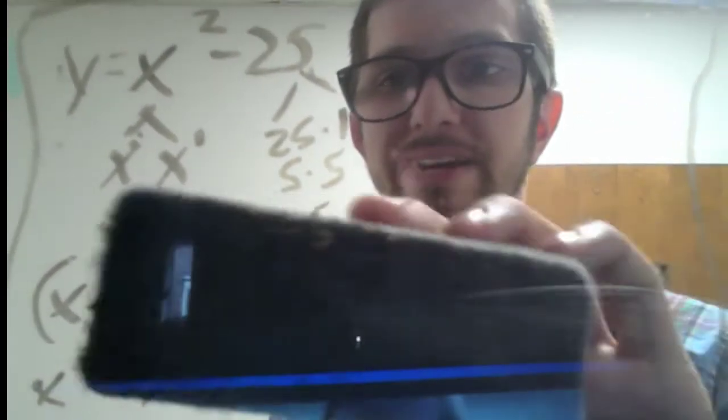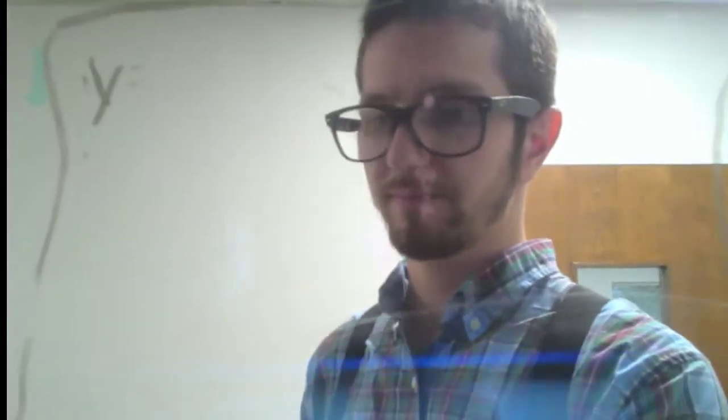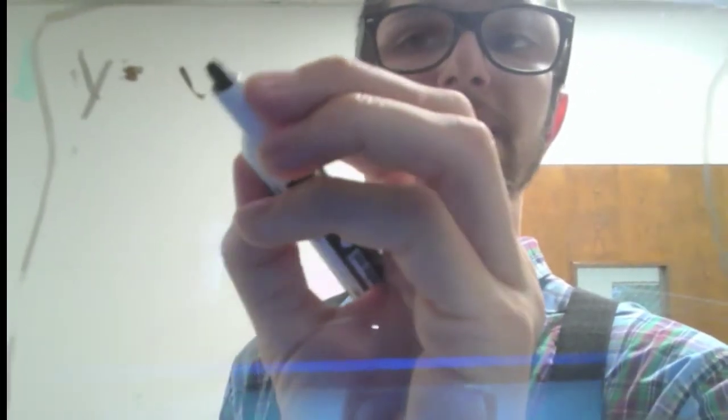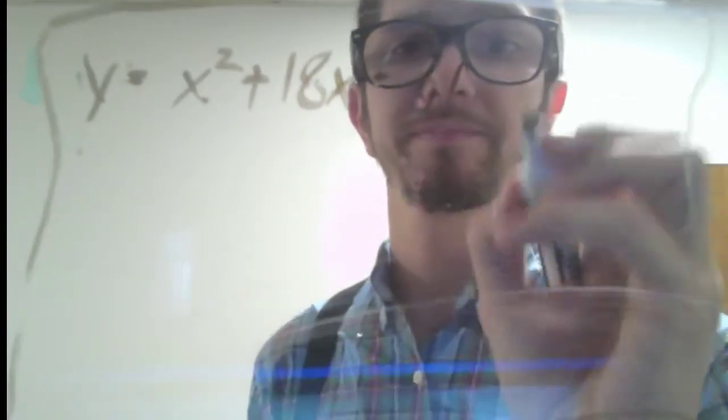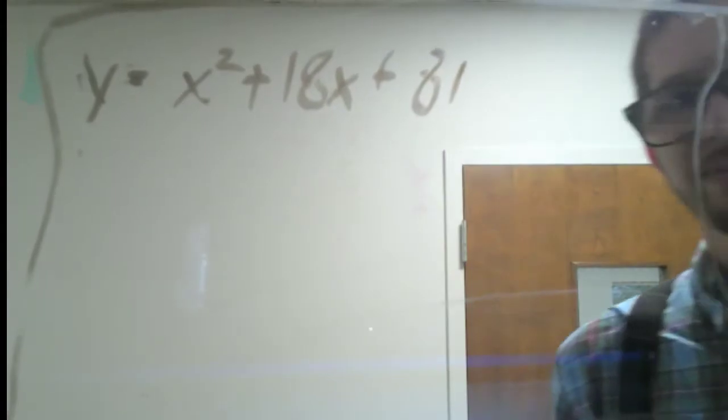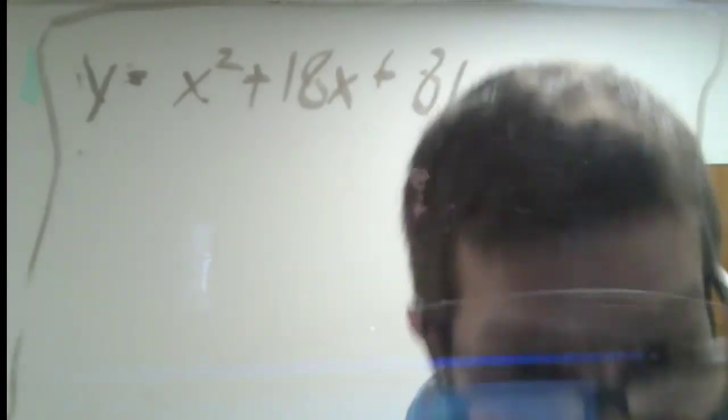This actually doesn't have that much of a name, it's just factoring. Let's look at a different problem. And by the way, these are your notes. Y equals x squared plus 18x plus 81 is our next problem. X squared plus 18x plus 81.